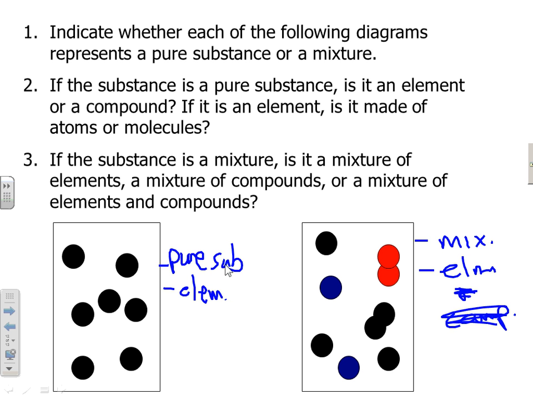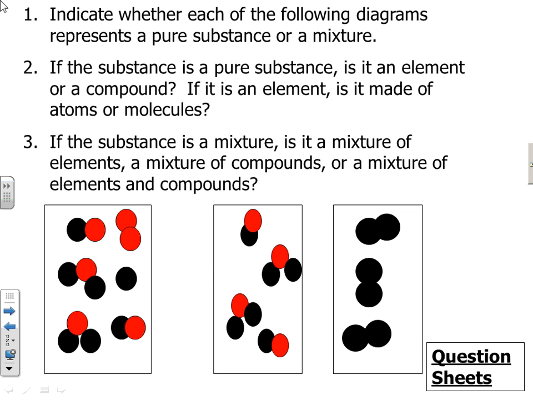Let's look at the next two. The question's the same on this one. What is this? Mixture or pure substance? What do you think, Jess? Mixture, I agree. So, does it have all elements, or is it all compounds, or are there some elements and some compounds? Both. Element, element, compound, compound, compound. Both. Make sense?